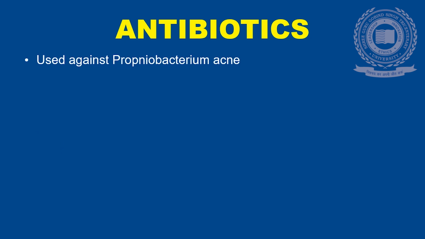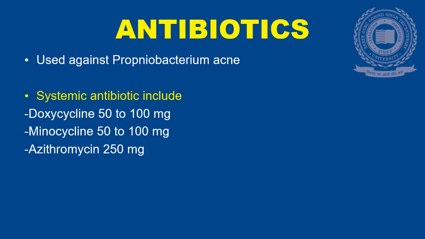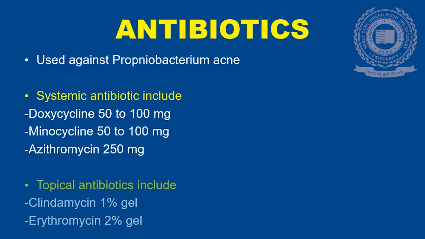Now lastly, coming to the antibiotics. The antibiotics are used against Propionibacterium acnes, which is a major trigger for acne. The systemic antibiotics include doxycycline in a dose of 50 to 100 milligrams, minocycline in a dose of 50 to 100 milligrams, and azithromycin. The topical antibiotics include clindamycin and erythromycin.